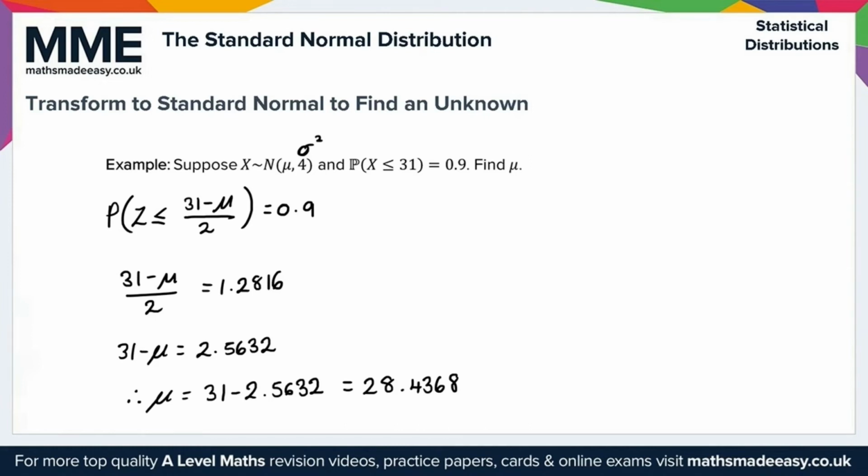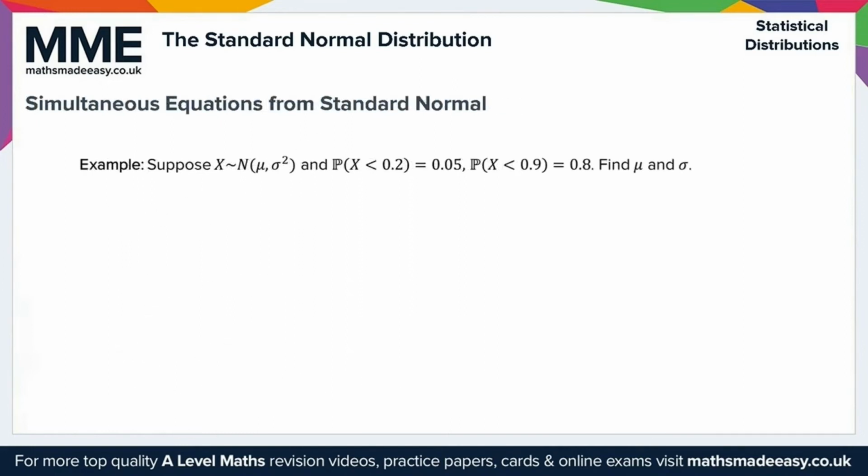So that gives us everything we need for transforming to the standard normal to find an unknown. And finally, let's take a look then at simultaneous equations from the standard normal distribution. If we are given two probabilities, we can convert to the standard normal distribution and use the percentage points table to get two equations. And in that case, that would give us an ability to solve for two unknowns. This means that we can find both mu and sigma. So let's take a look at this example here.